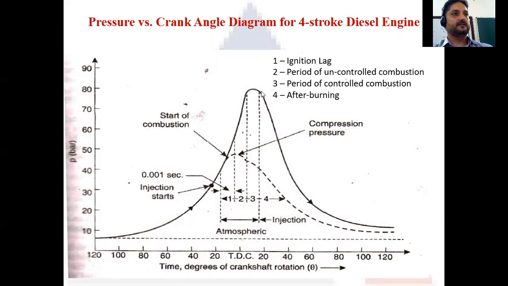The continuous black line shows the pressure variation during the compression and the expansion stroke, and the dotted line shows the simple compression curve. Again, during the compression stroke, the increase in pressure is gradual. Now at this point here, the injection of the fuel from the nozzle starts.